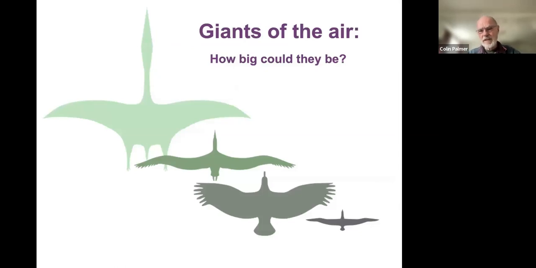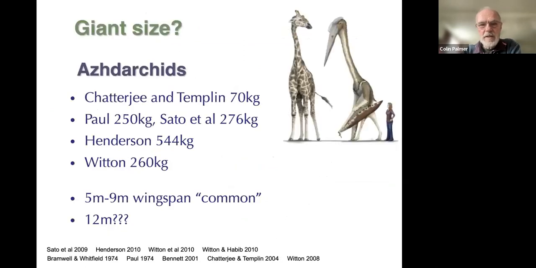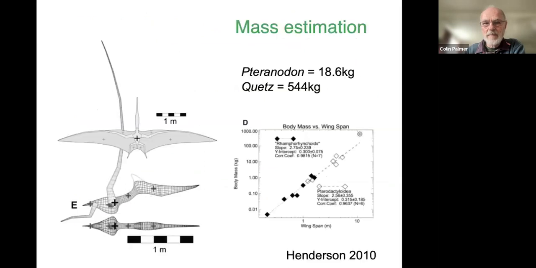So how big could pterosaurs get given that background? Well, can they fly? And this was some work I did in my PhD and then reported later at an SVP meeting. The azhdarchids got huge. Various people have made mass estimates, some as low as 70 kilos, some as high as 500 kilos. And we know that they got up probably to 10 meters wingspan, certainly. So they did get big.